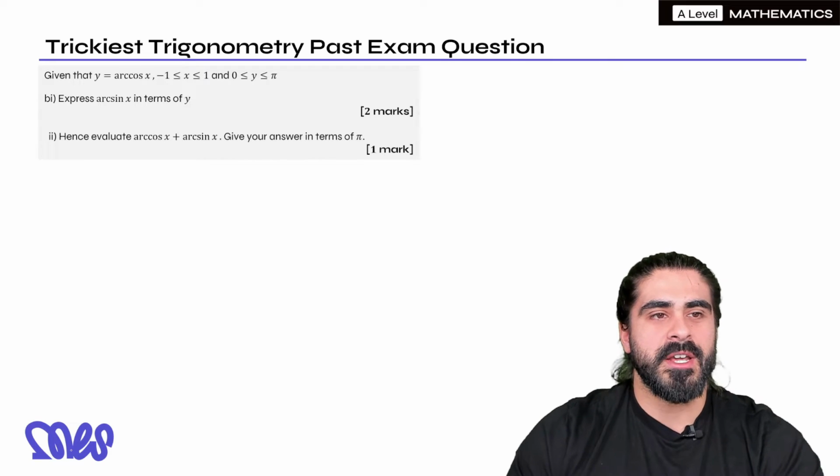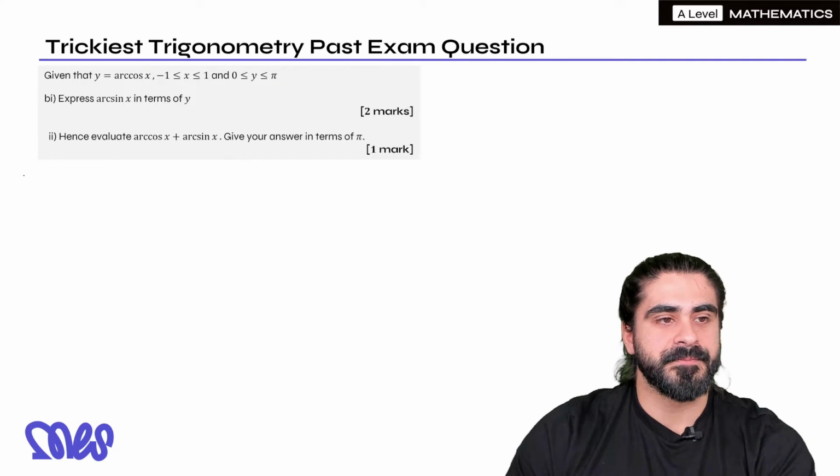So it says, given that y equals arc cos x, x is between -1 and 1, y is between 0 and pi, express arc sine x in terms of y. So what did students first do?